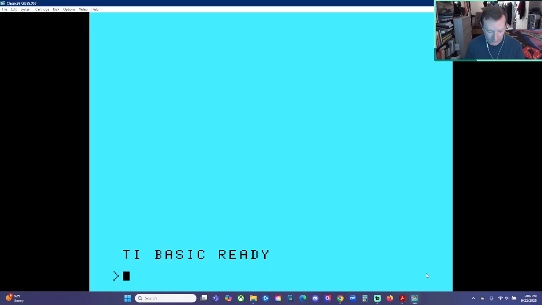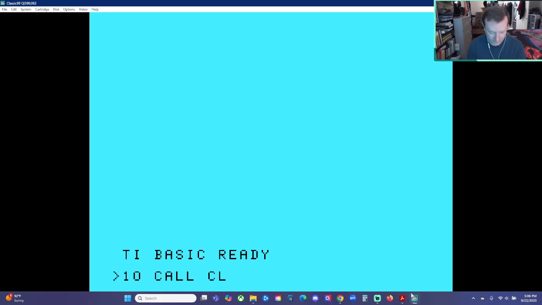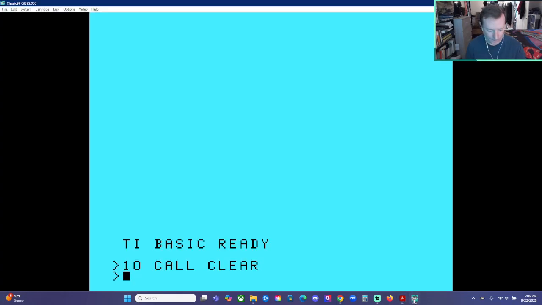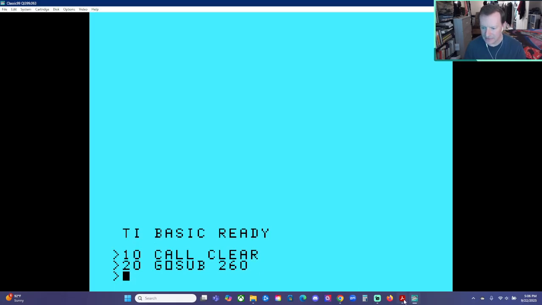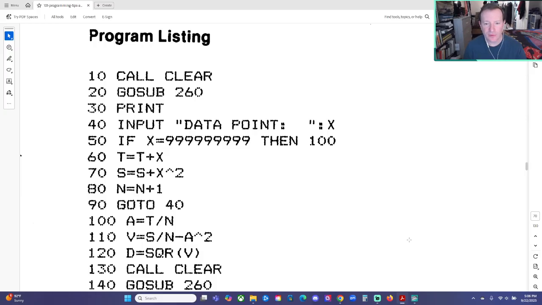Okay, so we're going to type this program into the Classic 99 emulator in TI Basic, give it a run, see what we can learn from it, and see what we can make it do. Okay, 10, call clear. 20, gosub 260. Kind of strange to send you right into a subroutine right off the bat. Okay, 30, print. 40, input data point.